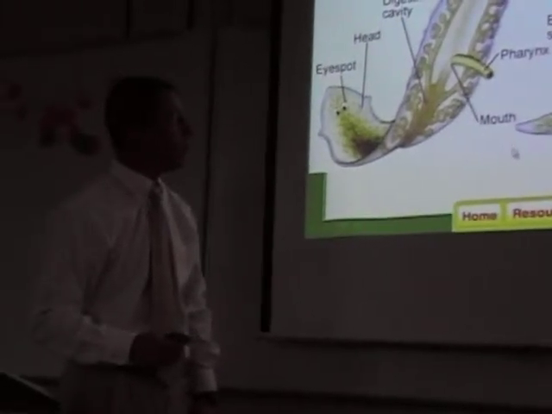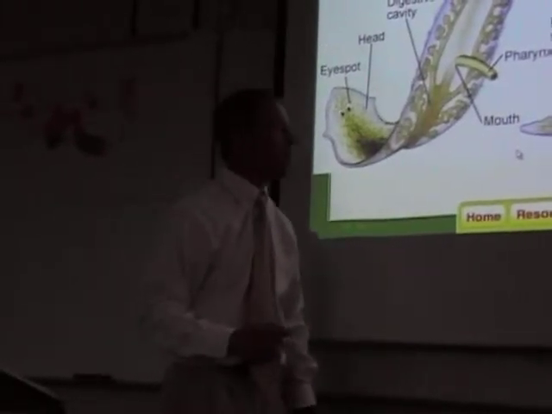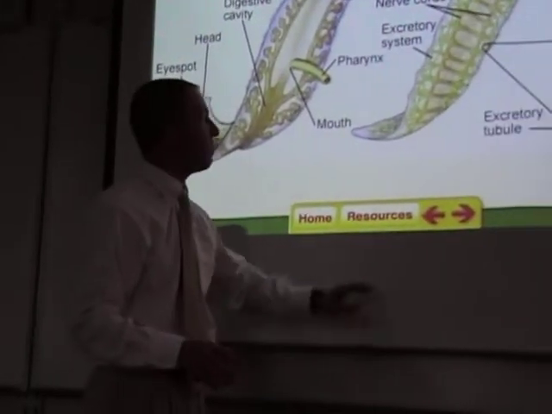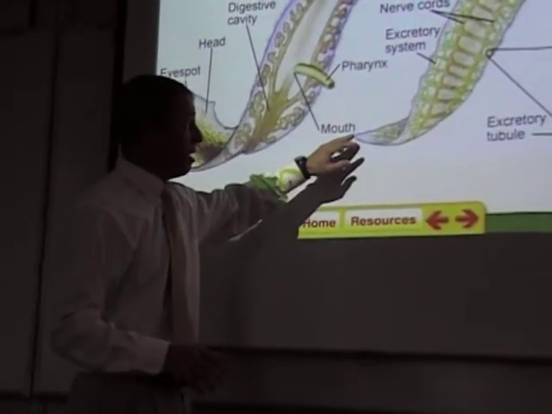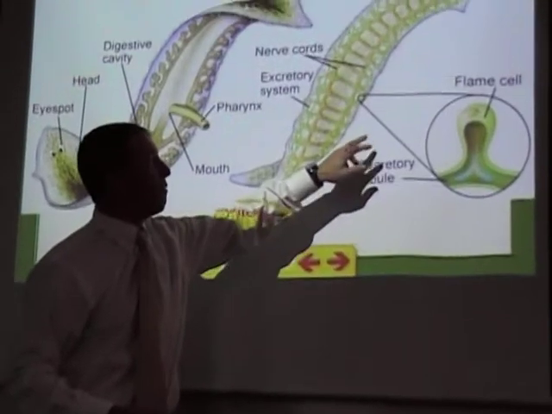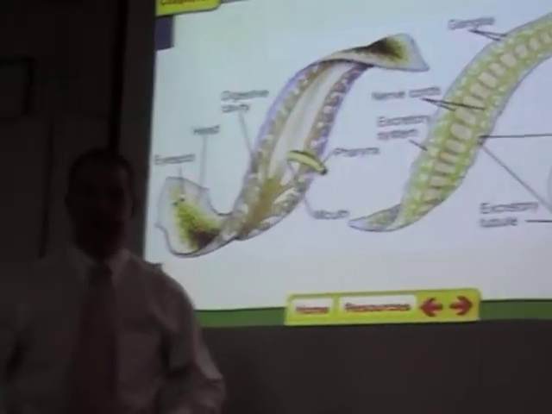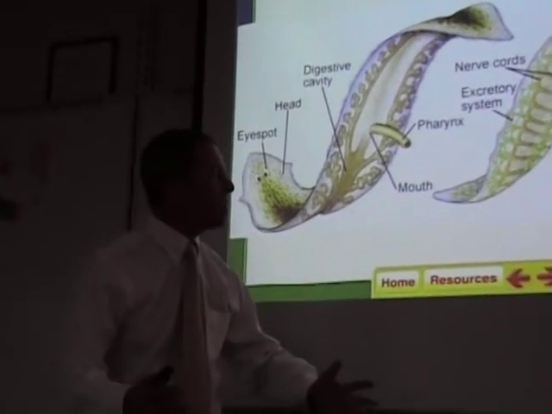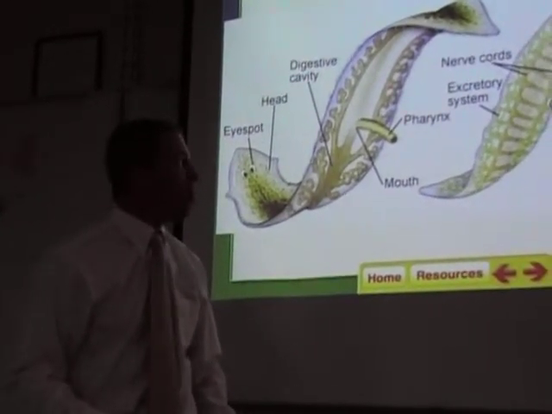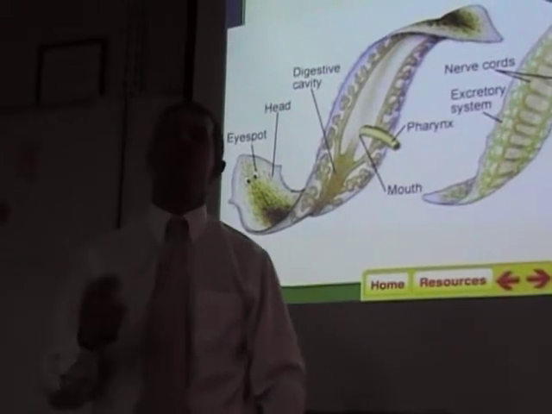So, something else that they have that's interesting, and I'll show you some pictures of them in a minute, some video footage. They have what we call a flame cell excretory system. Meaning, if they want to get rid of wastes, what they do, I'm talking about nitrogen waste, pee wastes.